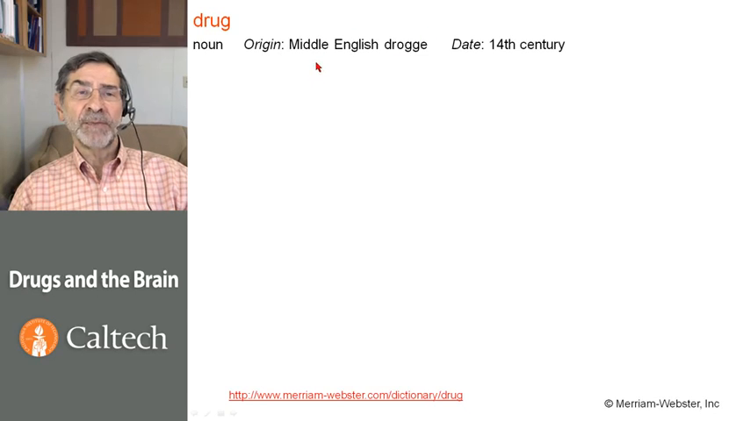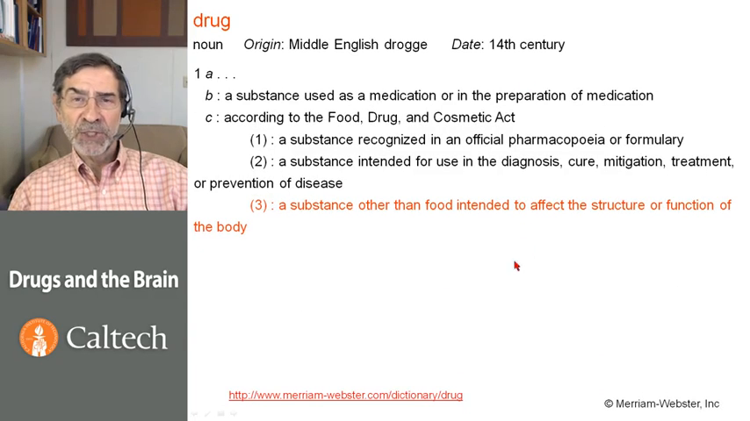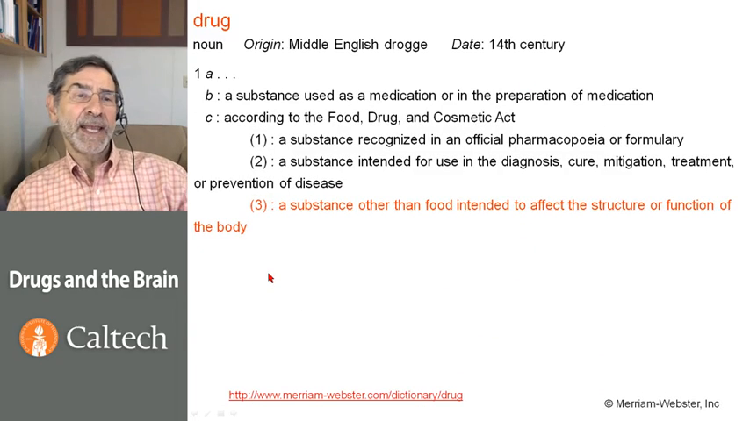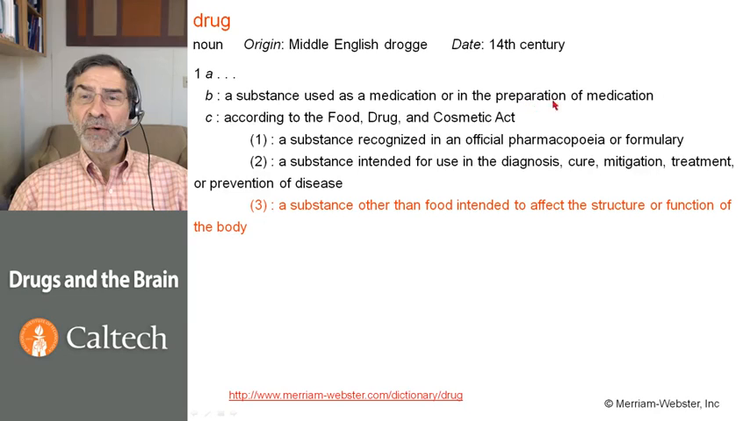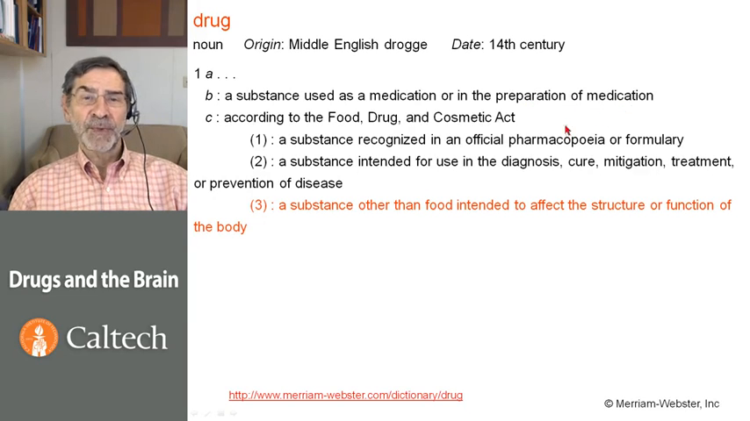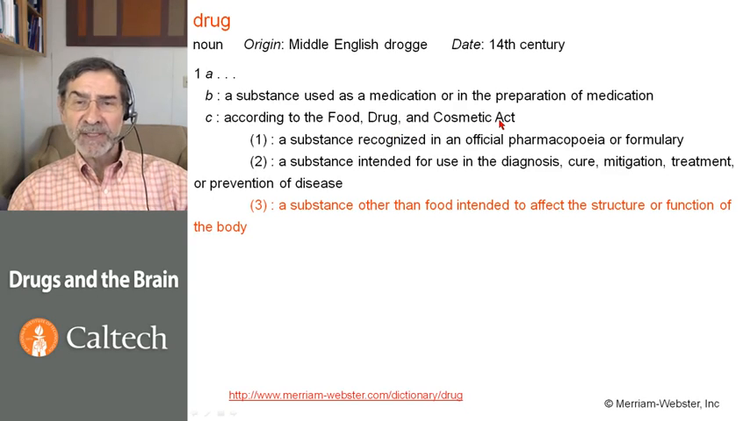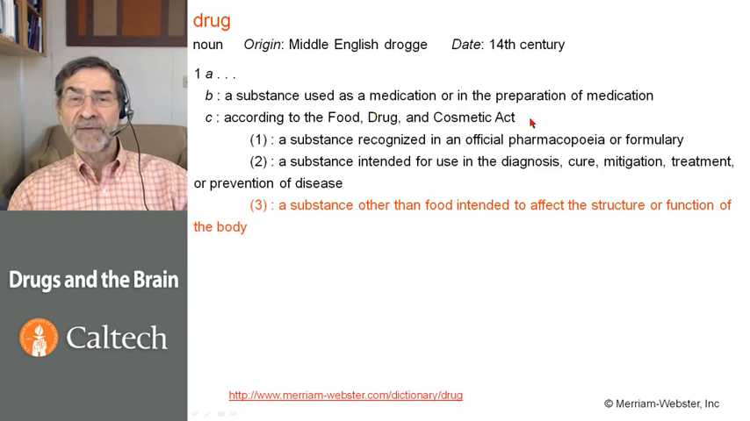It arose in Middle English in about the 14th century, and we've gone to a dictionary to get a good series of definitions for drugs. First, in general, it's a substance used as a medication or in the preparation of medication. About a century ago in the U.S., the Food, Drug, and Cosmetic Act systematized the definition of a drug, at least for regulation by the FDA, by the Food and Drug Administration.